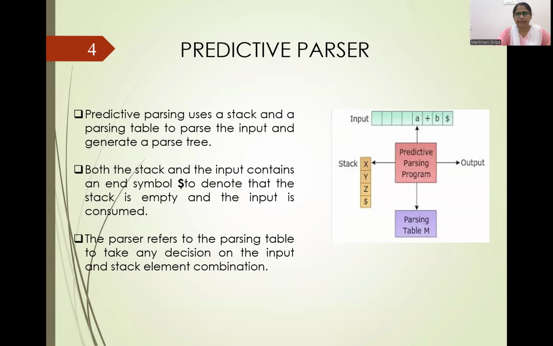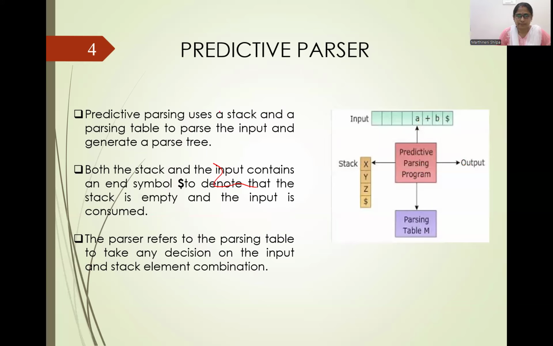This is a model of the predictive parser. Here, the predictive parsing algorithm is going to communicate with the input buffer, stack, and parse table. This is the predictive parsing algorithm. It communicates with the input buffer, stack, and parsing table, and it generates a parse tree. If the input string is successfully parsed by this parsing algorithm, then the parse tree will be constructed.